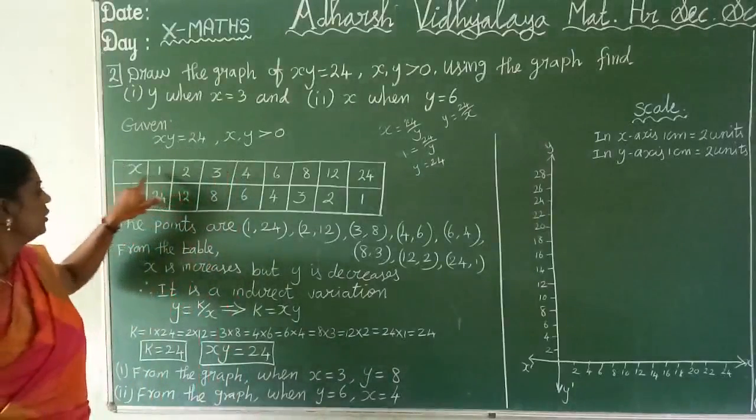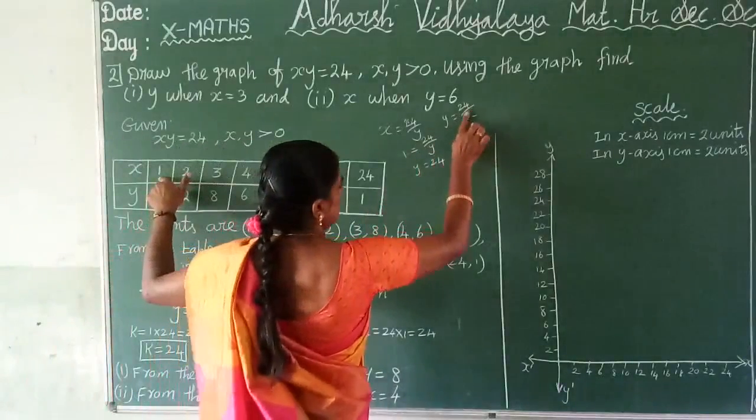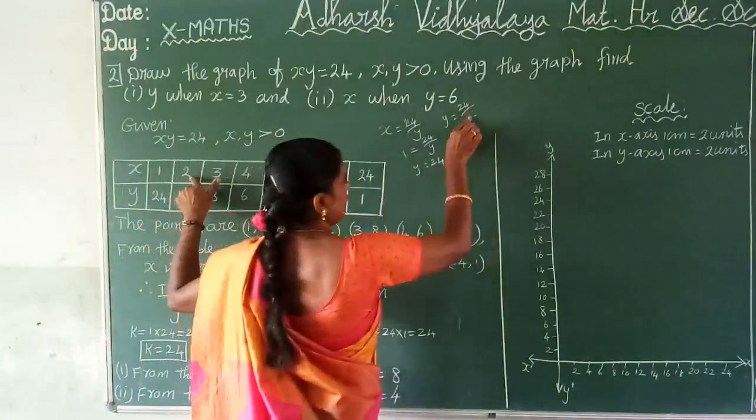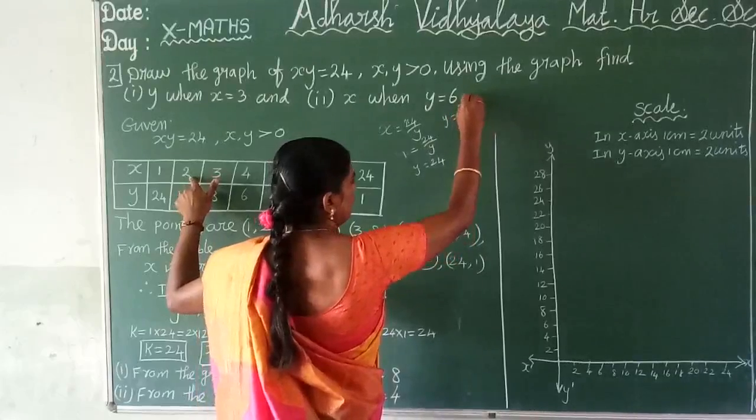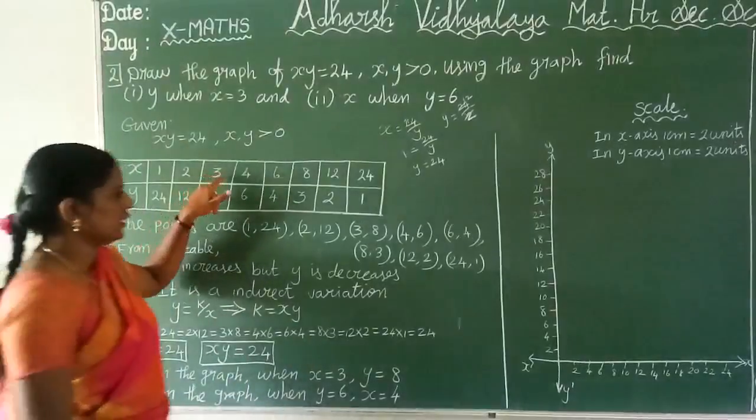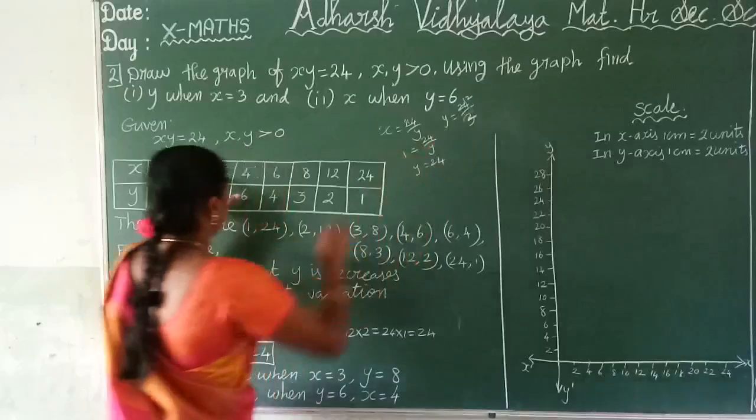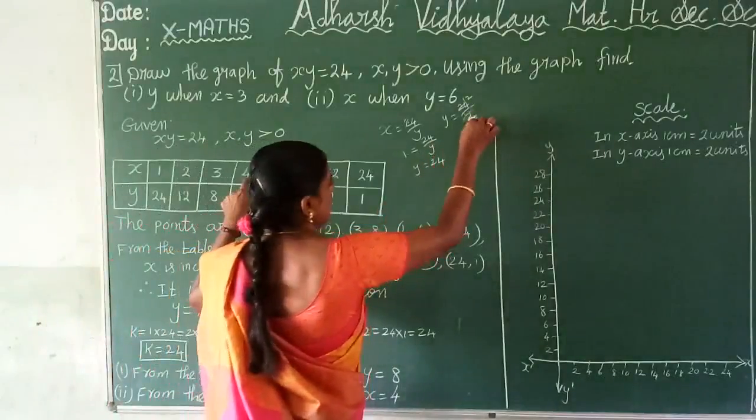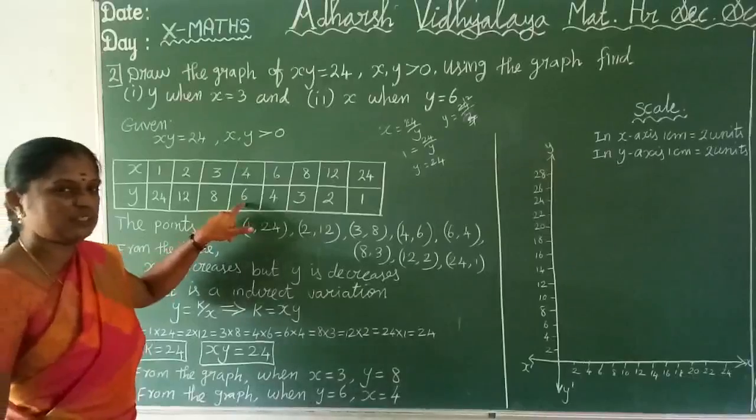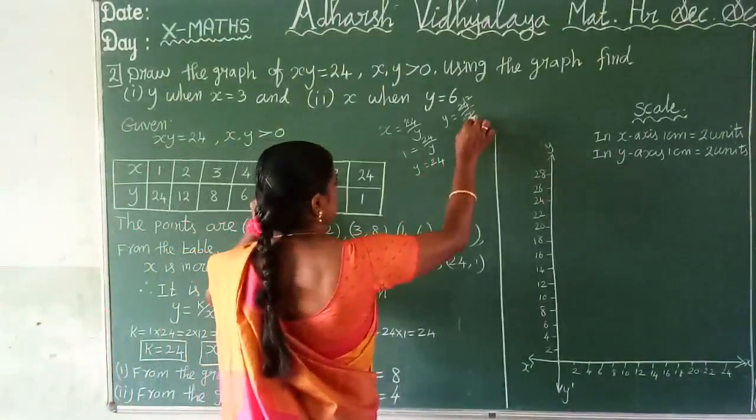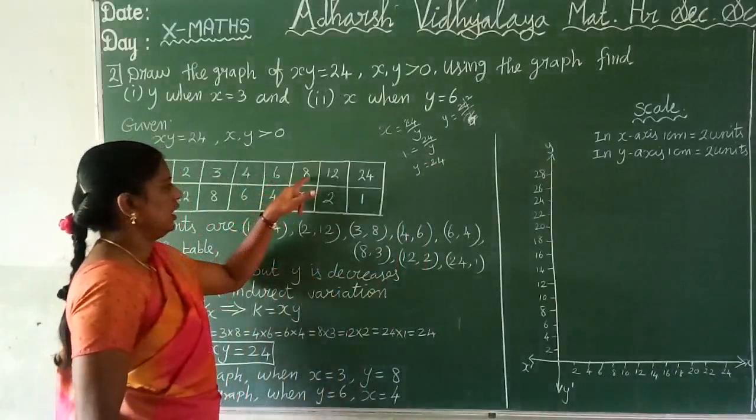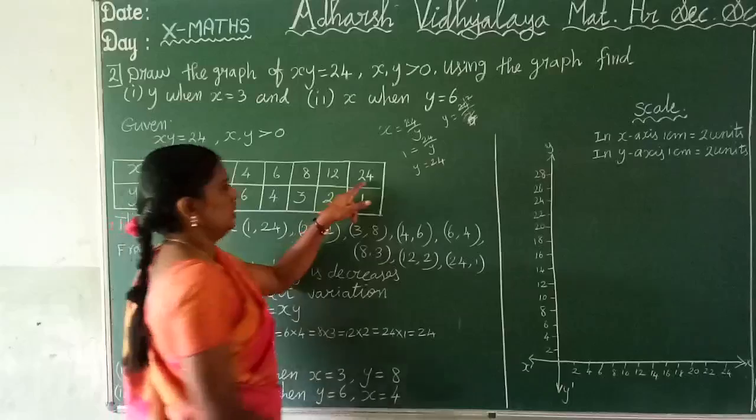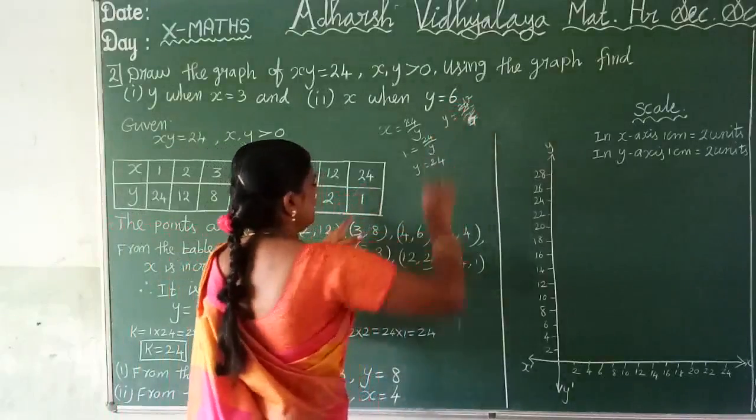Any variable. So x apply 1. Here 1 means 24 by 1. y answer 24. And x apply 2. 2 times 12 is 24. And x apply 3. How many times? 8 times. 3 times 8 is 24. And x apply 4. Here 4 means how many times? 6 times. 4 times 6 is 24. And x apply 6, we get 4. And x equal to 8, y answer 3. x 12, y answer 2. x 24, y answer 1.